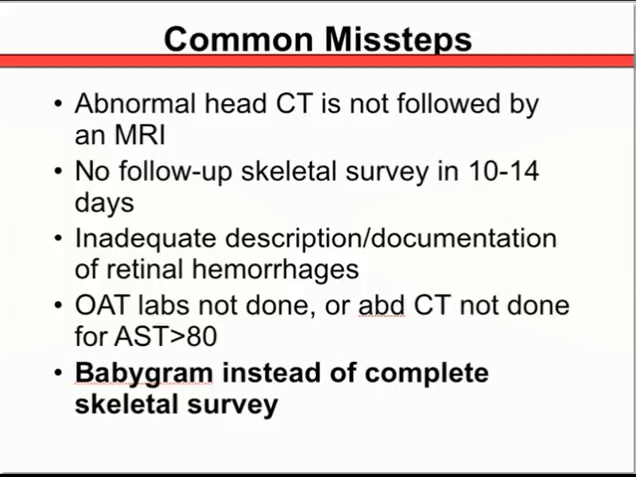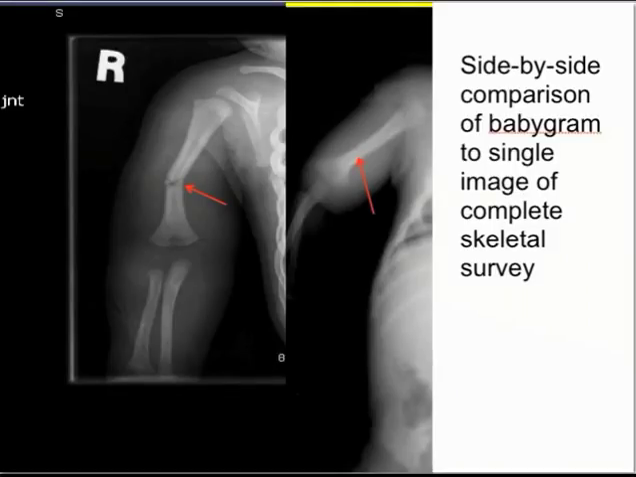And then one of our more common missteps that are seen is ordering the babygram instead of a complete skeletal survey. Here we have a side-by-side comparison of a babygram to a single image from a complete skeletal survey. On the right, you see the babygram image, and it's fuzzy and not nearly as distinct as the image on the left. You can see a cortical abnormality here on the right humerus, but you can't appreciate the degree to which the fracture is present until you look at the image on the left. This is from a complete skeletal survey and shows the angulated, comminuted fracture of the right humerus.